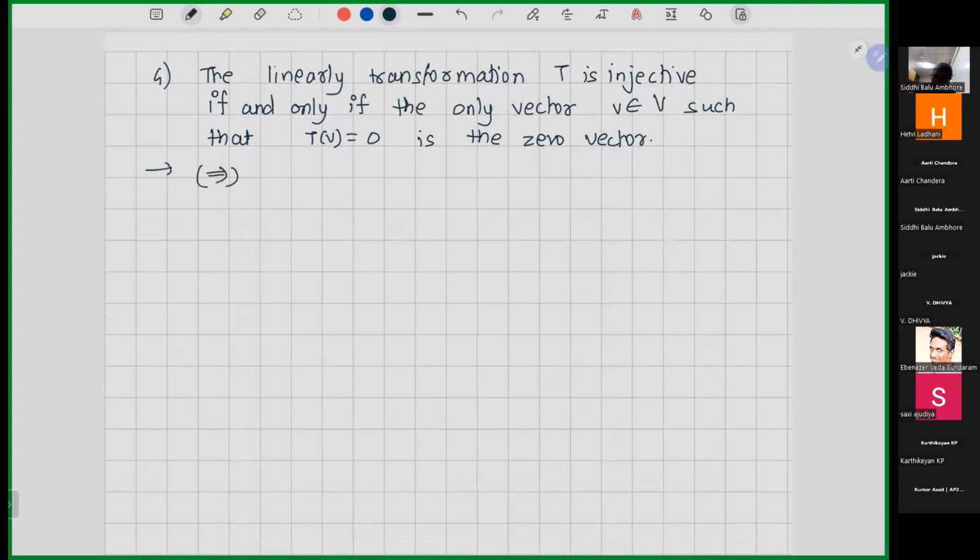So first side: given that T is an injective linear transformation, we have to check that the only vector such that TV is 0 is V equal to 0. Everybody is saying it is true. So let us start. T is injective.